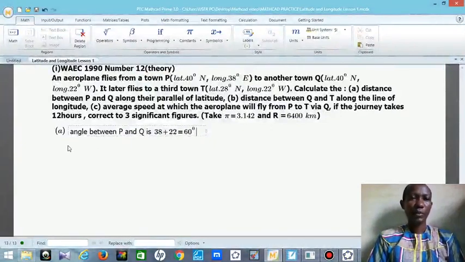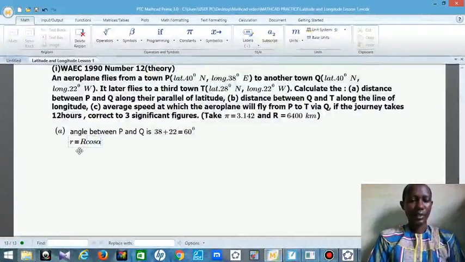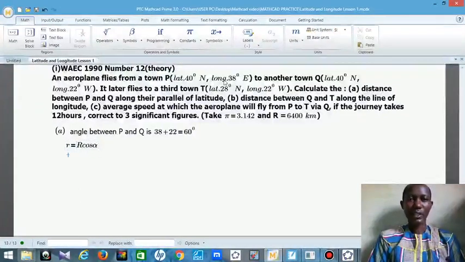But let's see, P and Q, they are standing on a parallel of latitude. So we need to get our small letter r first before we continue. So small r is what? It's capital R cos alpha, and we say alpha is the latitude on which they are standing. According to this question, alpha is 40 degrees north. That is the latitude on which P and Q are standing.